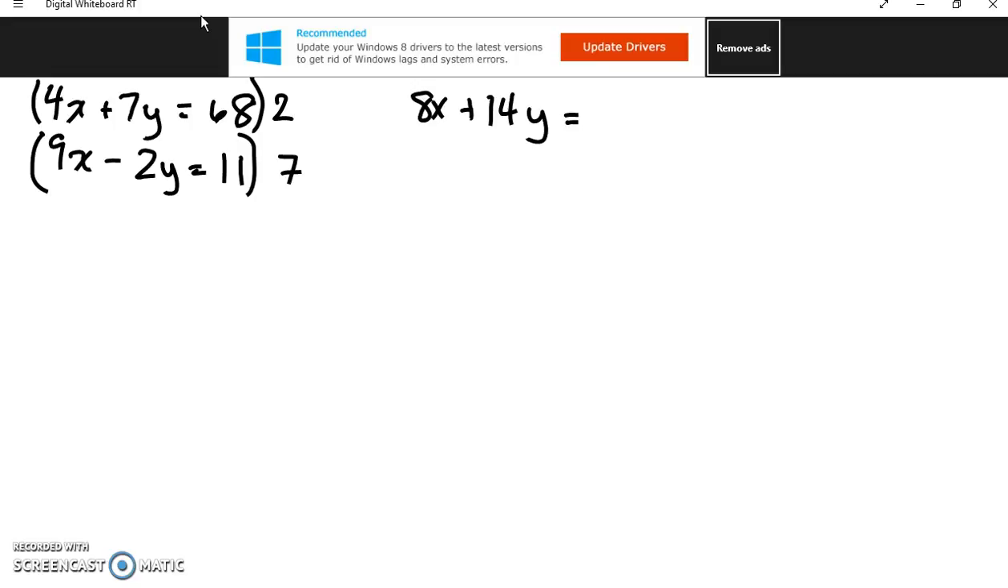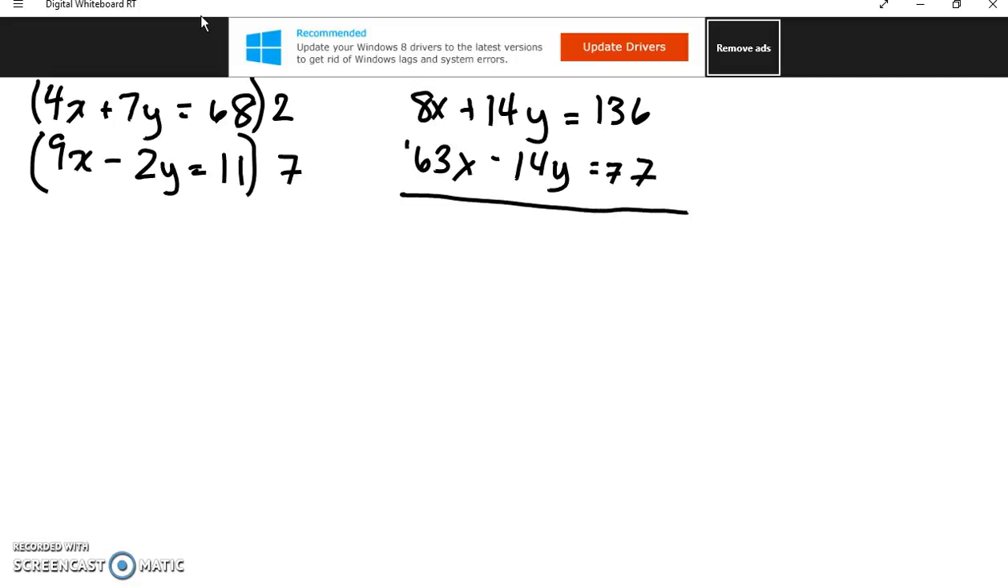equals 136. And I'm going to have 63x minus 14y equals 77. And again, I'm going to add those two because that's going to cancel out my y terms. That's going to leave me with 71x equals 213.